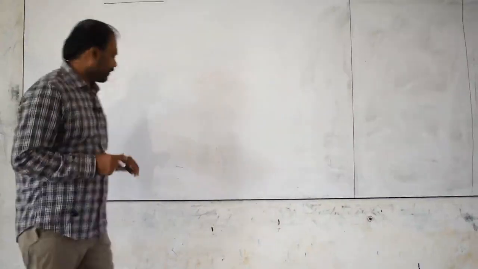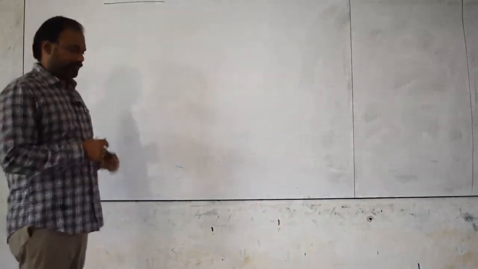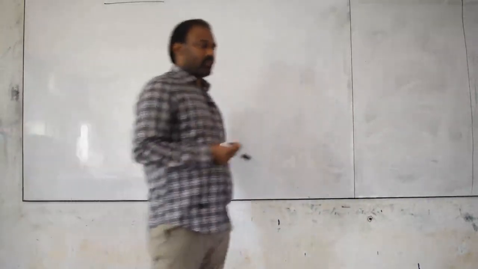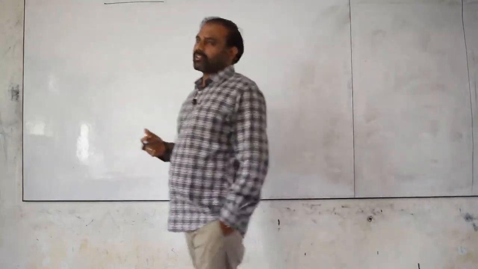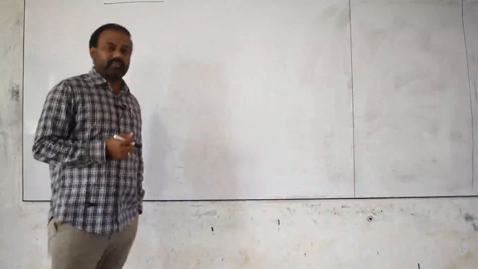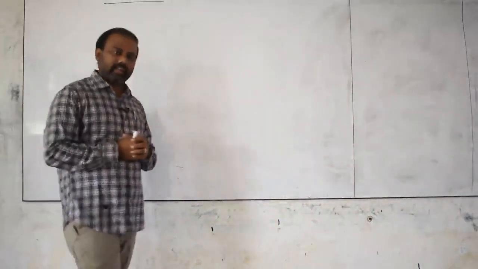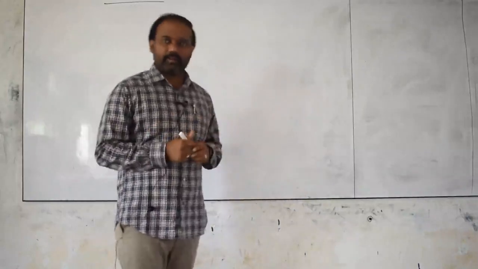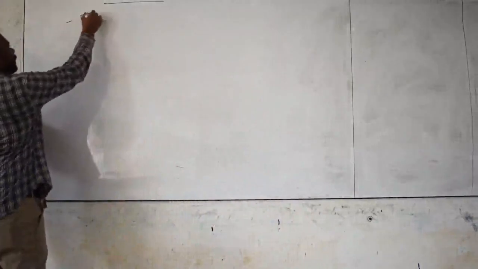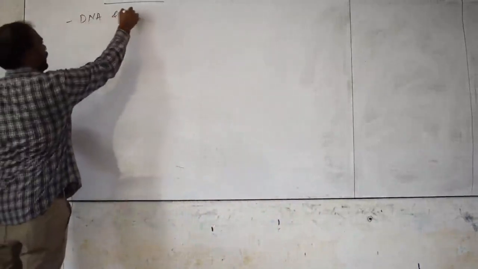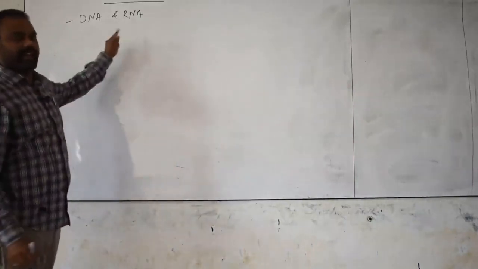Hello students, in our yesterday's class we were discussing nucleic acids. In higher animals, lower animals, and other organisms including viruses, we have two types of nucleic acids. One is DNA and the other is RNA, as you know. Yesterday I told you the fundamental difference between DNA and RNA.